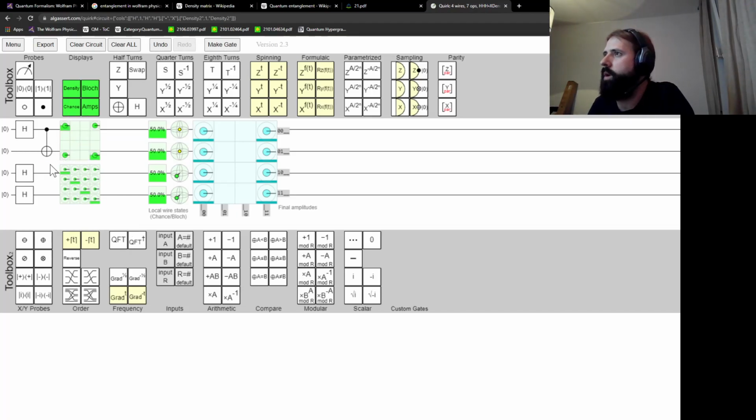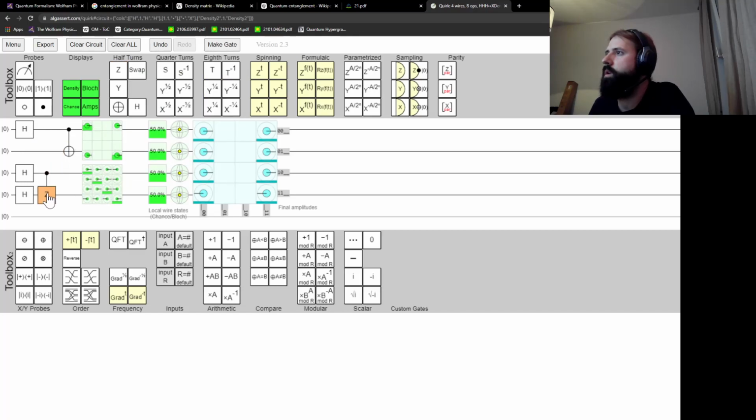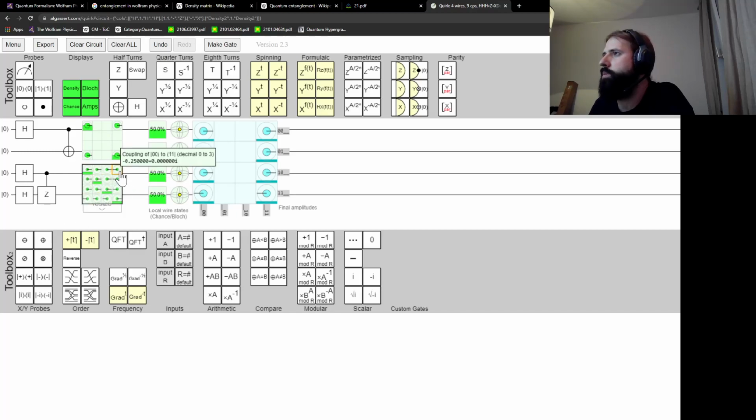So let's try another one. Let's say, for example, that I now do these, right? That is entangled. So there's still couplings between everything else, but these couplings are different. So how can you tell? The couplings don't tell you whether you're entangled or not.